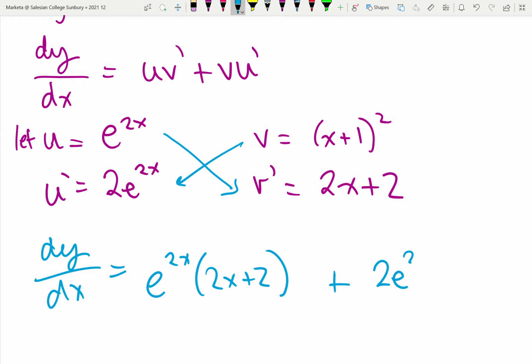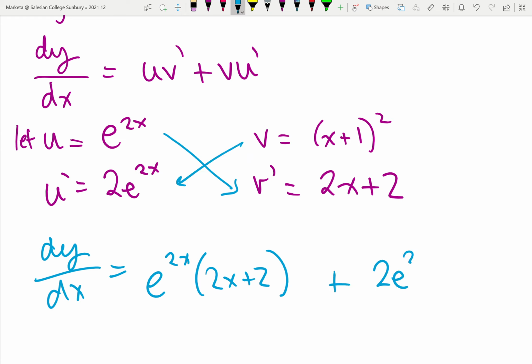So now what we see, we have a common factor, and that's the 2e to the 2x. So dy dx equals 2e to the 2x, and actually more in the common factor, we can take x plus 1 out as well. So what we're left with is 1 plus this. There's a squared here, so we've already taken one of them out, so we're left with x plus 1.